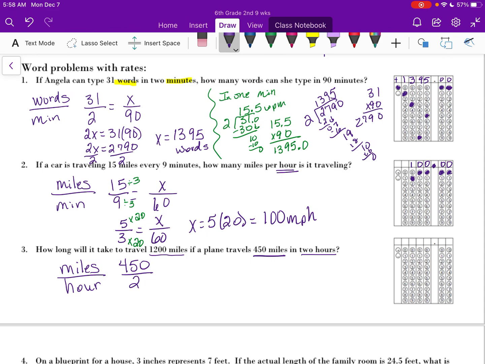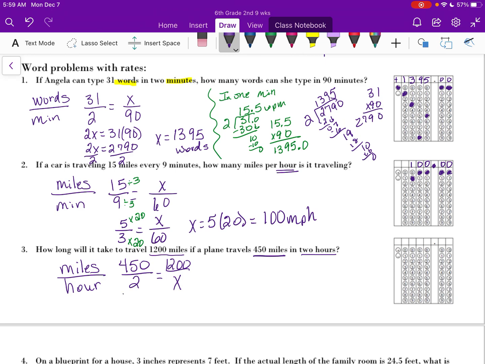Okay, so in most word problems that you read, the rate that they give you is going to come first. But in this one, it doesn't. It gives you the unknown first. This is how long will it take to travel 1,200 miles. So we don't know how long it's going to take to go 1,200 miles. Okay, so just be careful. Read the questions. Set up your word ratio. Okay. All right, so let's cross multiply this one.